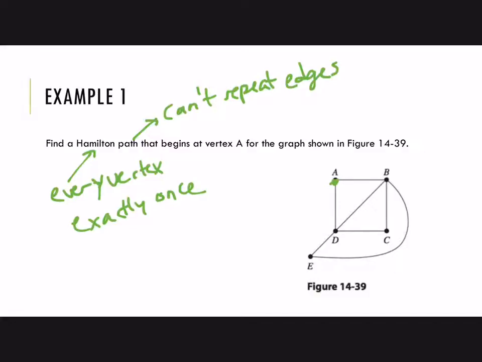There are multiple options. Here's one of them if we just go alphabetically. A, B, C, D, E. That's a path that crosses every vertex exactly once. Okay, so A, B, C, D, E.